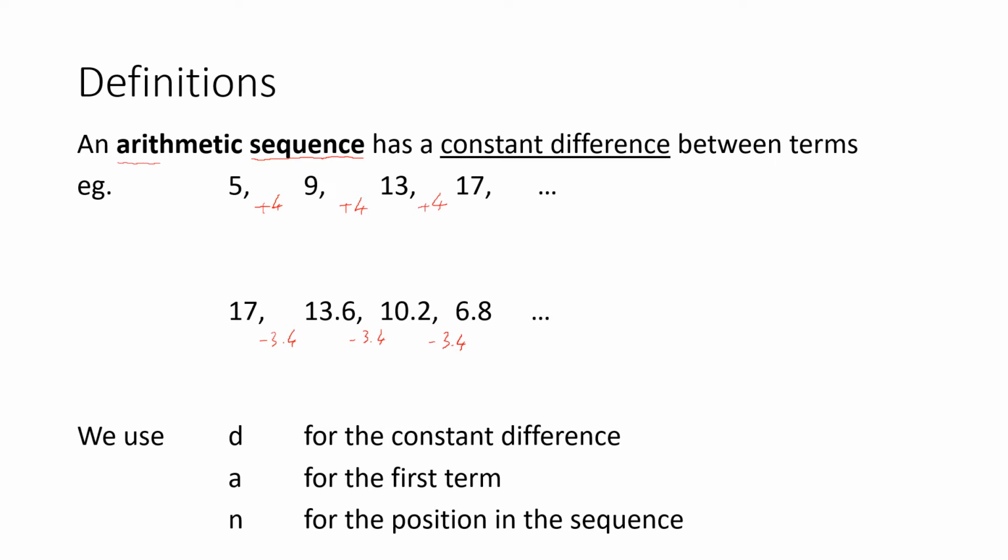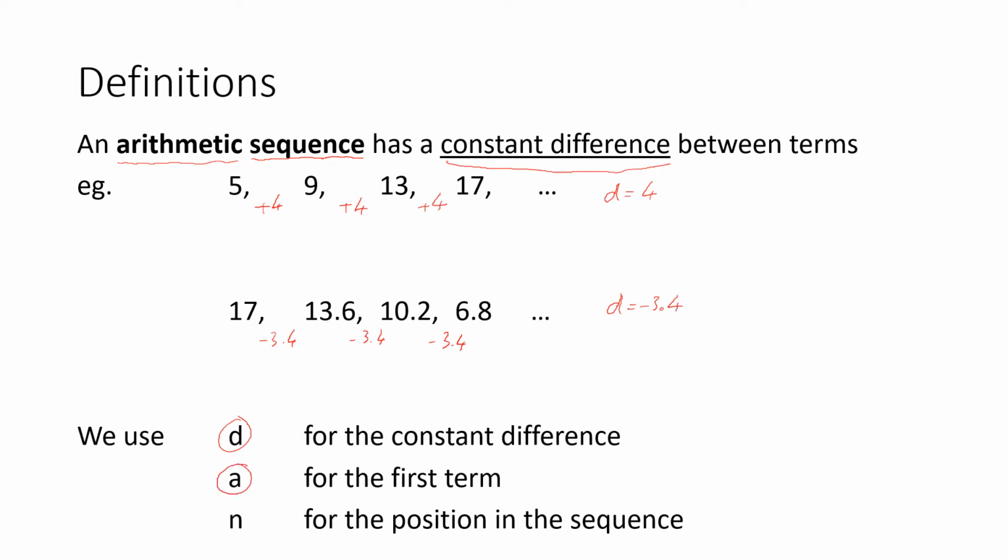The word arithmetic means that the rule that you use is a plus or a subtract of a constant amount. In other words, we say this has got a constant difference between the terms. So both of these are arithmetic sequences because the rule is always to plus or subtract the same amount each time. We use D to stand for this constant difference, so we could quite as well say for this first sequence that D is 4 because we are always adding 4. Or for the second one we could say D is minus 3.4.